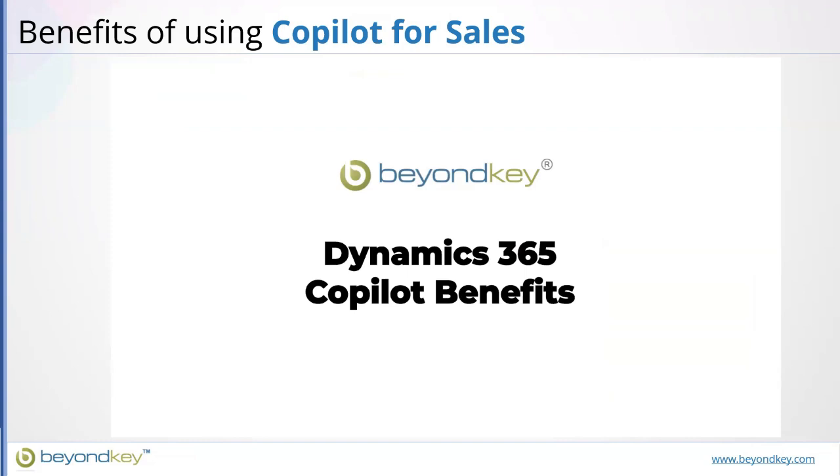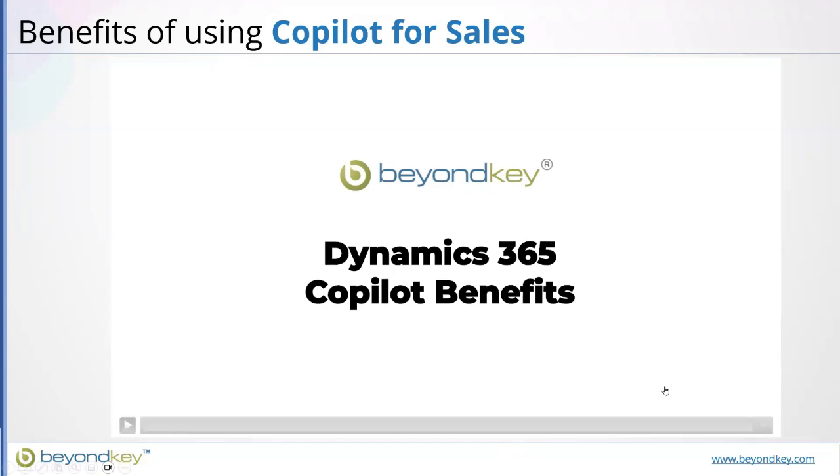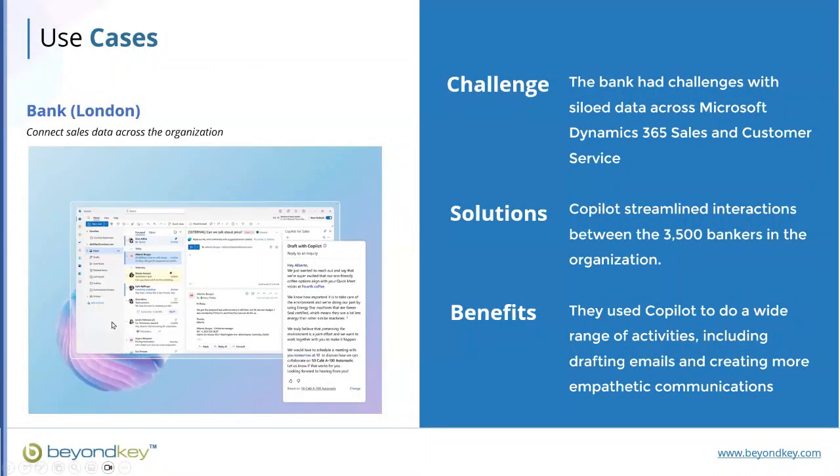So these are just a few of the ideas that we're going to be talking about when we actually get to the demo, but I want to give you a quick glimpse of what it looks like as we go into the next phase, which is talking about the use cases, because showing you what this looks like will give you a better idea of how some of these organizations are now using Dynamics 365 for Copilot to help improve what they're doing. The first use case we're going to talk about is a bank in London. This organization wanted to connect their sales data across the organization.